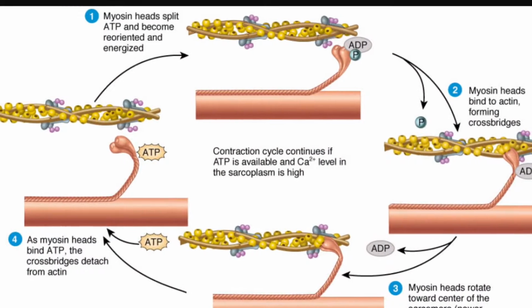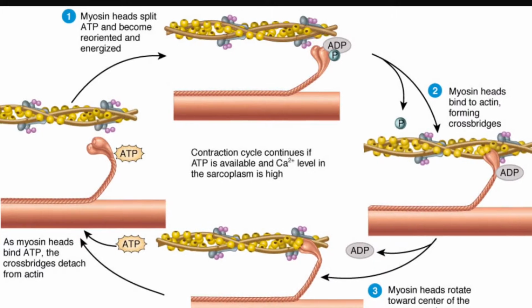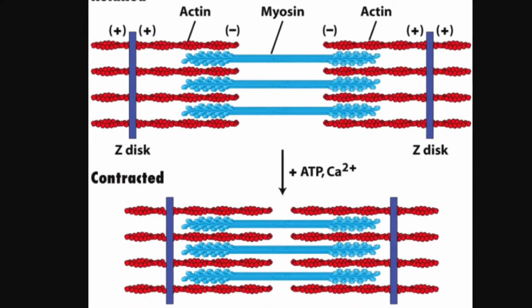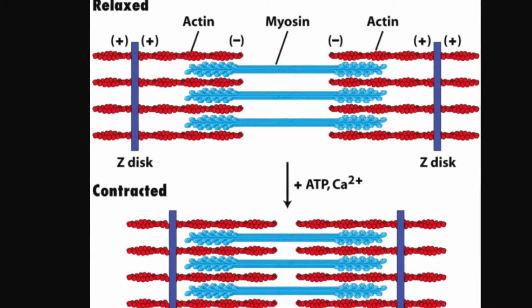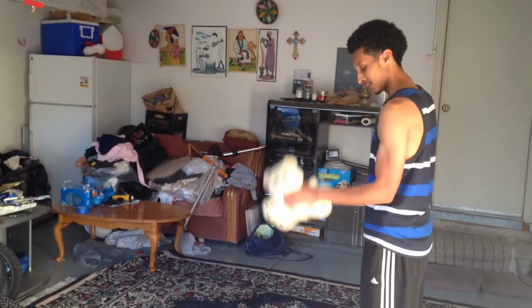The mechanism of muscle contraction is explained by the sliding filament theory. This theory states that muscles contract when actin myofilaments slide over myosin myofilaments, shortening the sarcomere.